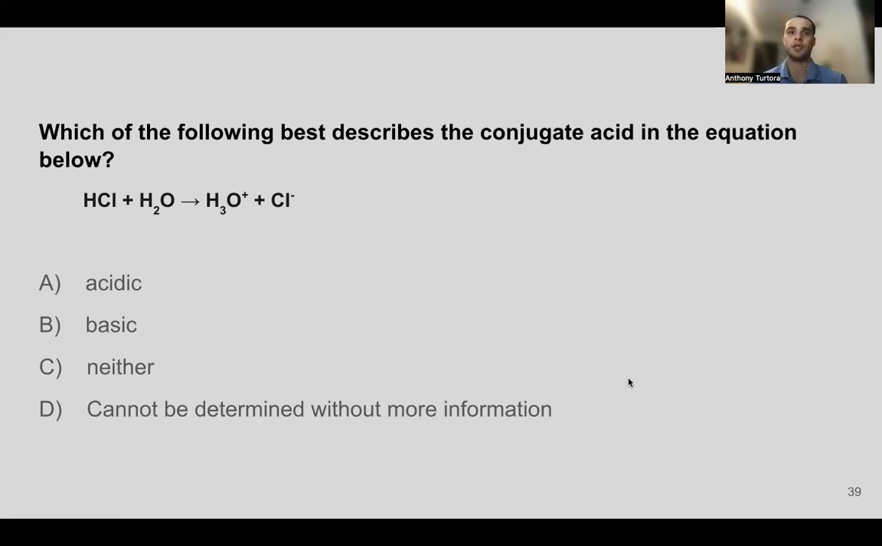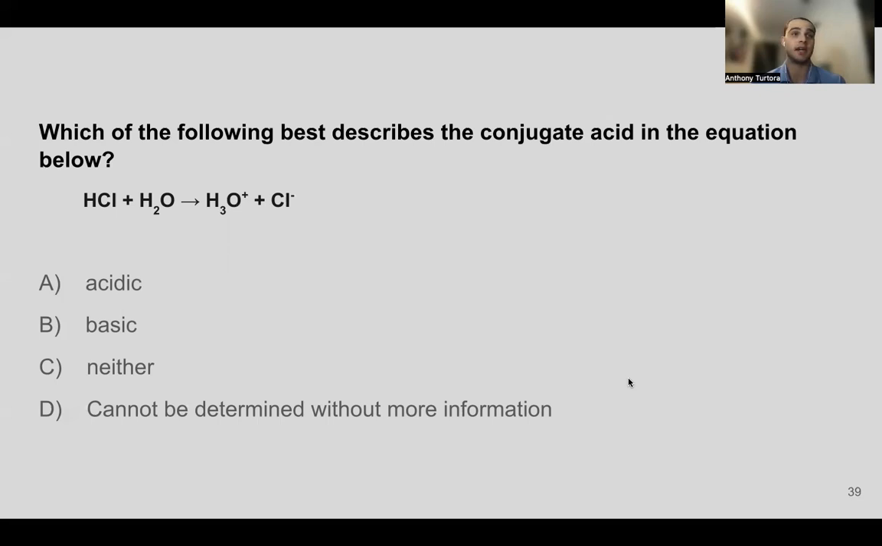All right, so the question states, which of the following best describes the conjugate acid in the equation below? So the equation is HCl plus H2O yields H3O plus Cl minus. So first, I'm going to need to determine what the conjugate base is.